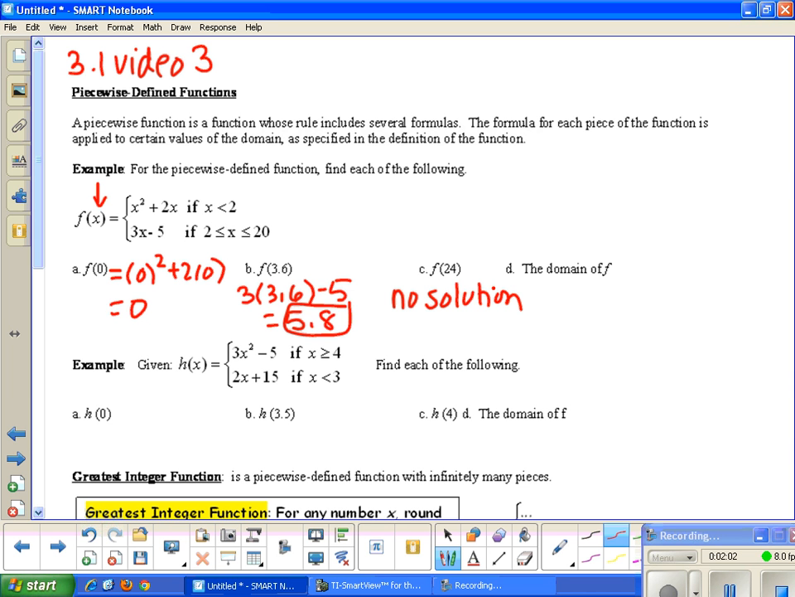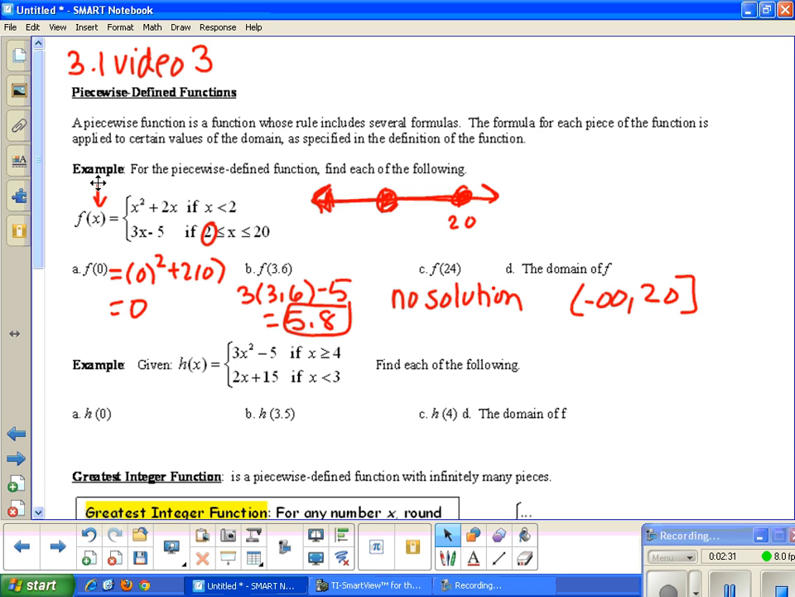And lastly, the domain. If I think about doing just an x value number line here without actually putting this on a graph, I have 2 and I have 20. At 2, I have an open circle and I'm going this way. But for this 2, it's a closed circle, and I have numbers going all the way up to 20, including 20. So the domain of this function is negative infinity to 20, with a bracket, including that.